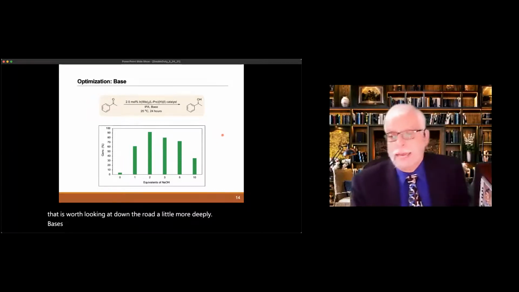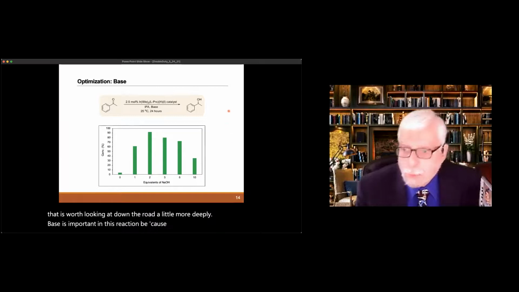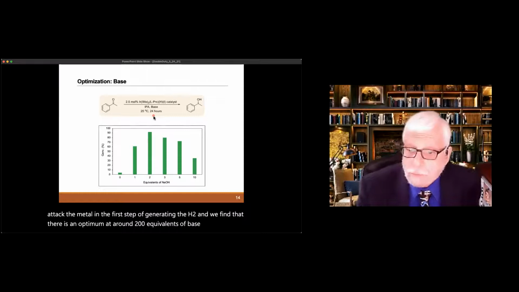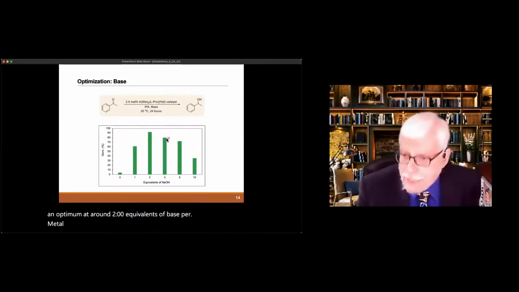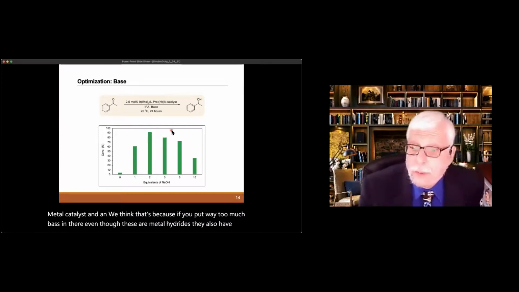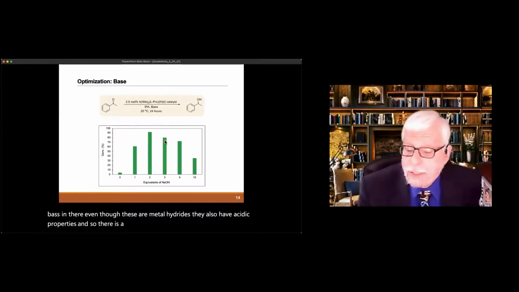Base is important in this reaction because we actually need to deprotonate the isopropyl alcohol and give an alkoxide that will then attack the metal in the first step of generating the H2. And we find that there is an optimum at around 2 equivalents of base per metal catalyst. And we think that's because if you put way too much base in there, even though these are metal hydrides, they also have acidic properties. And so there is a fine balance between generating the active catalyst and actually deactivating the catalyst. So we need to stop at around 2 to 1.